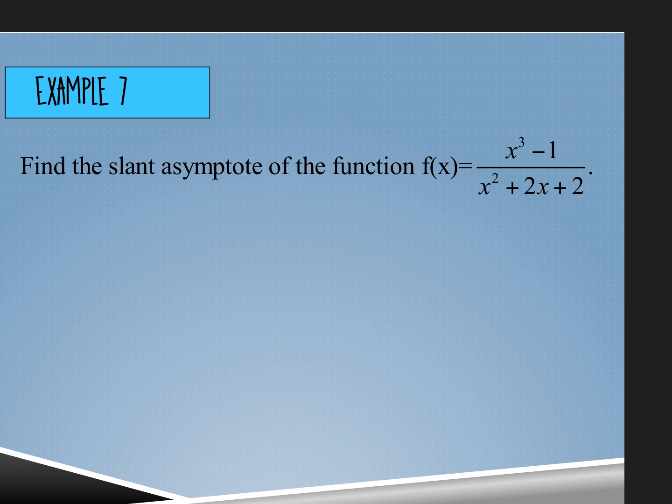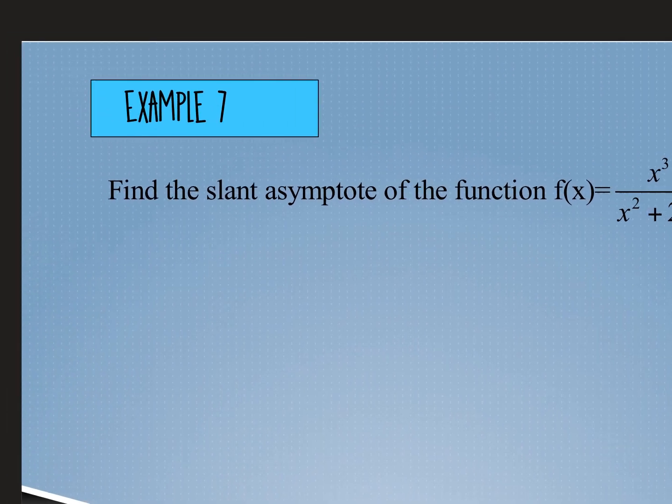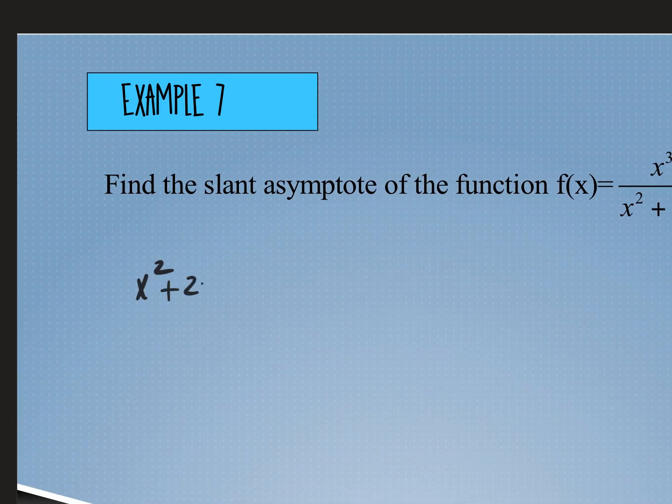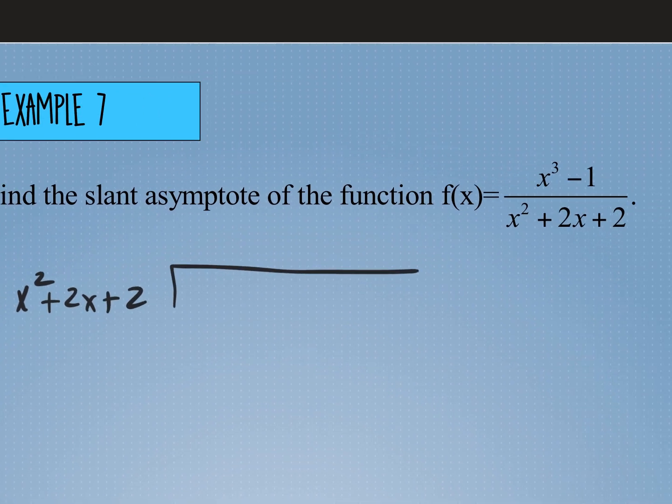This says x cubed minus 1 divided by x squared plus 2x plus 2. So x squared plus 2x plus 2 is on the outside, and on the inside, I have x cubed. Do I have an x squared? No, so I'm going to put plus 0x squared. Do I have an x to the first power? No, so I'm going to put plus 0x, but I have minus 1.